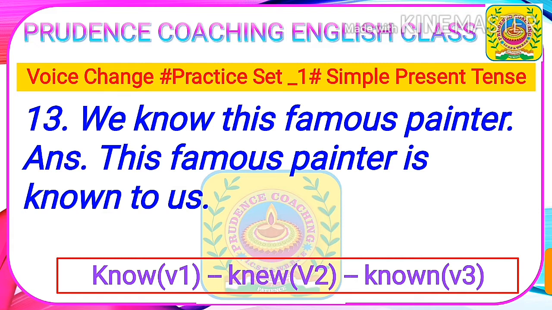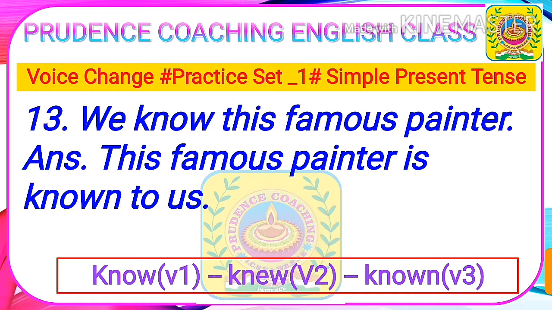So the whole thing, that is this famous painter, will become our subject, because this was the object in active voice. So we will start the sentence with this famous painter. After that we need to write the V3 form of this given verb. Before that we need to choose is, am, are according to our new subject. Our new subject is this famous painter, which is singular, so we will use is. After that the V3 form of know will be known.